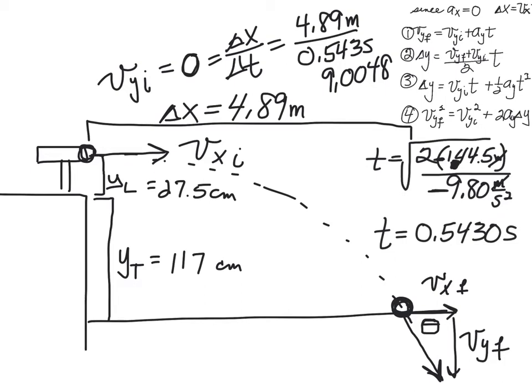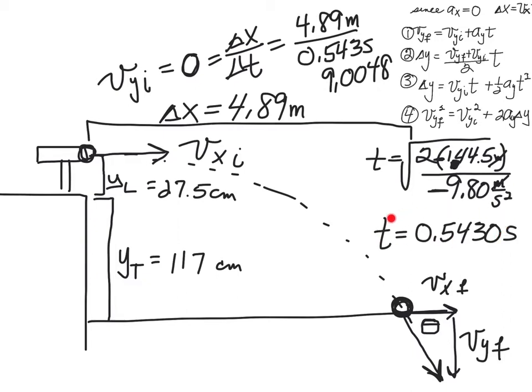So there's all these places you can make mistakes. Why is the delta y negative? Because it goes down. Y final is 0, and y initial is the 1.445 meters, right? So it's a negative delta y. So you end up with a positive number in the square root.